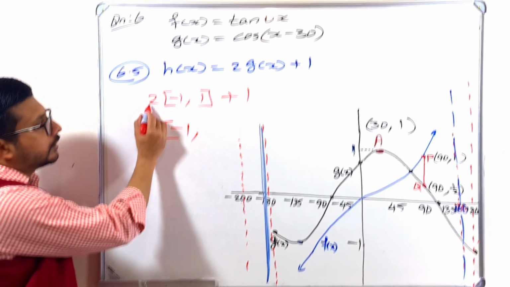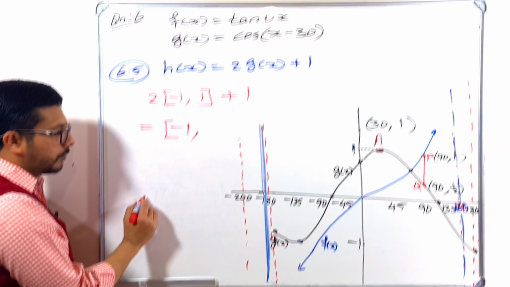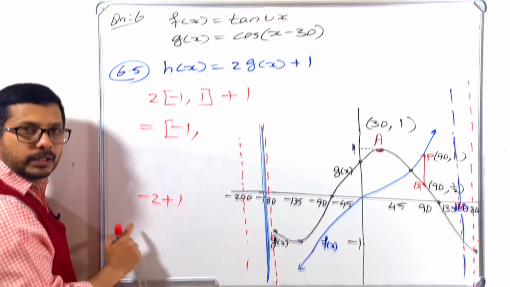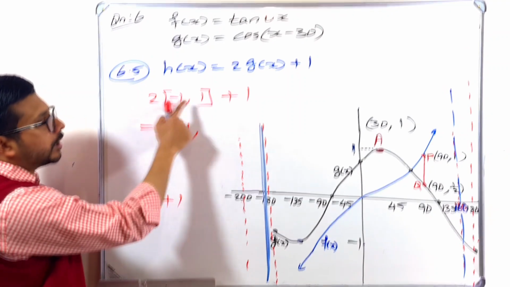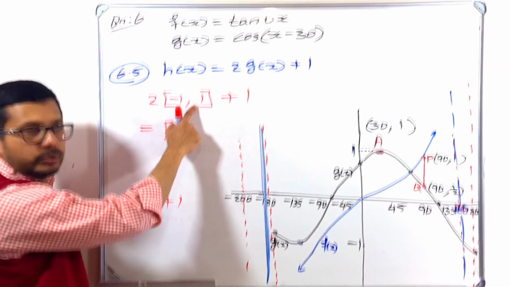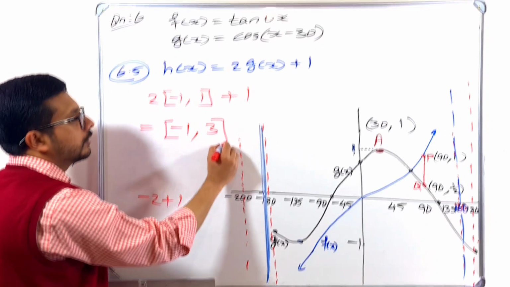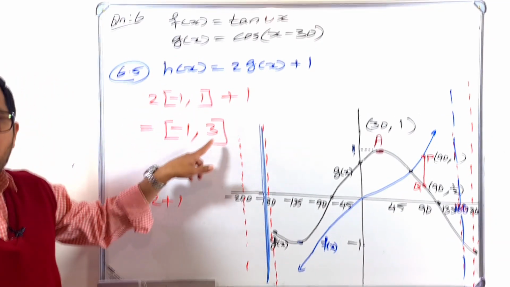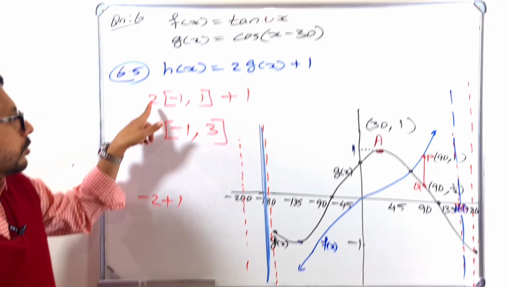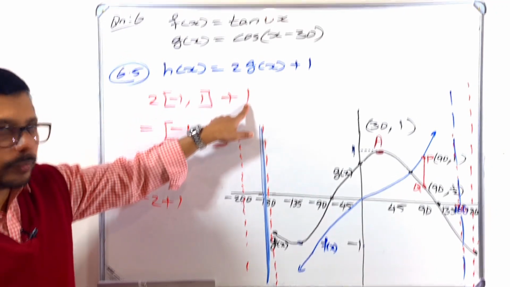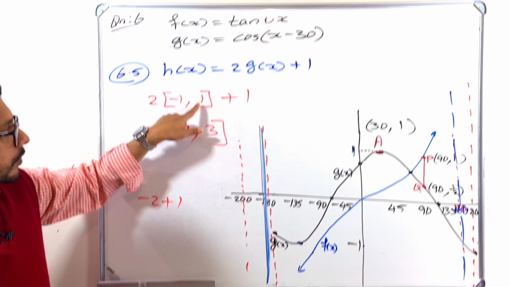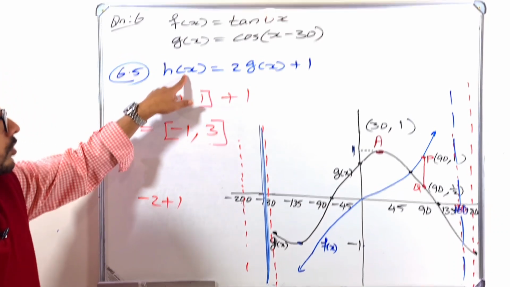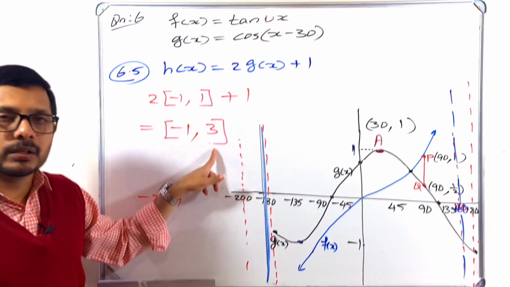Okay, so look at this one. Multiplication: 2 times minus 1 is minus 2. That minus 2 plus 1 is minus 1. Then 2 times 1 is 2. 2 plus 1 is 3. So it means that the range of h of x is minus 1 to 3. Okay. So 2 times minus 1 is minus 2, minus 2 plus 1 is minus 1, 2 times 1 is 2, 2 plus 1 is 3. So the range of h of x is minus 1 comma 3.